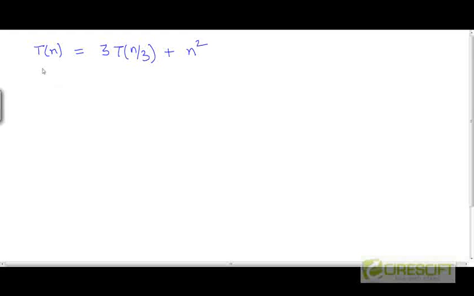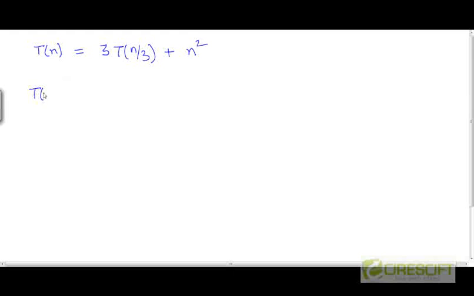Let's try another recurrence equation. Let's say T of n is 3 times T of n by 3 plus n squared. So instead of c times n, we have n squared. That's the difference between this recurrence equation and the previous one that we just saw. So we are again going to use the recursion tree method to solve this equation.